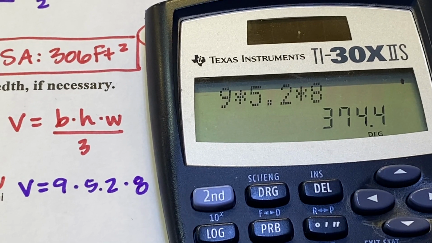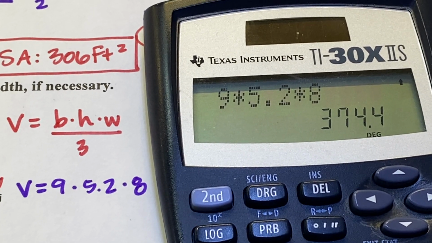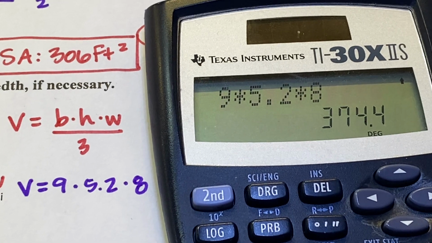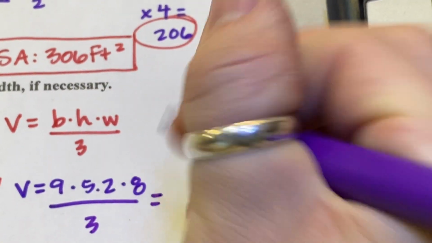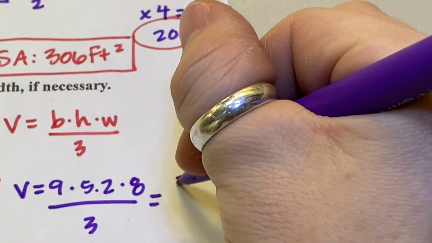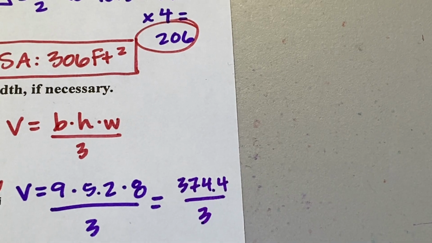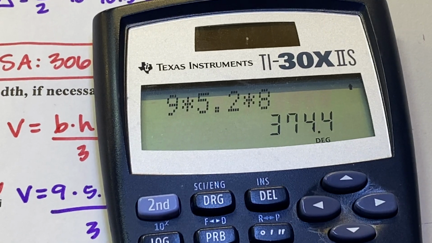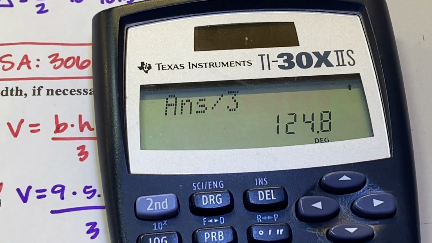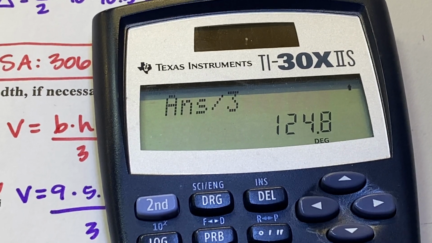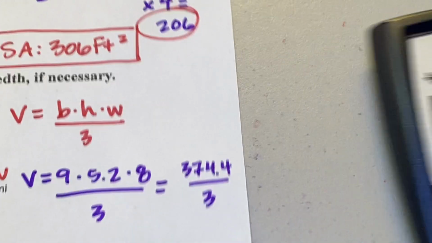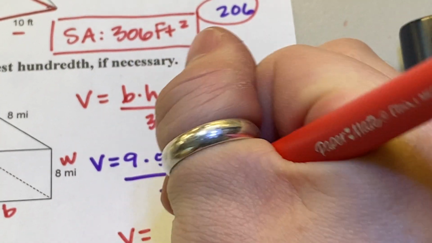374.4, but now what do I need to divide it by? 3. Beautiful. So that gave me 374.4 divided by 3. What do we get? 124.8. Nice. 124.8 for this volume.